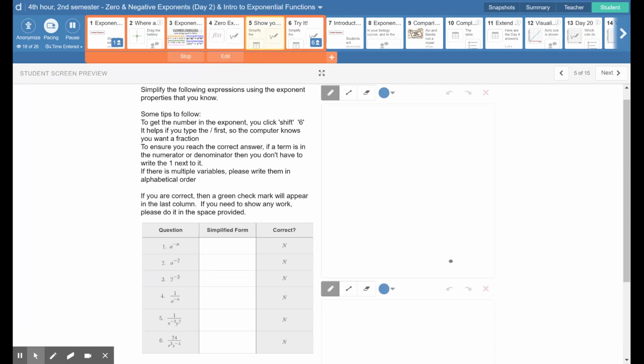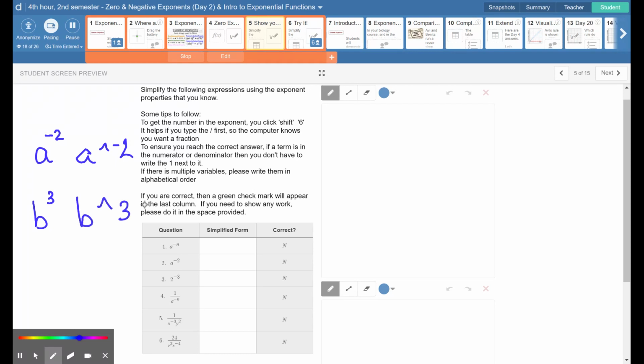Now, slide number 5 gives you a couple tips to do the caret key. Let's say our answer was a to the negative 2, or that can't be our answer because it's negative, but we would hit a caret key negative 2, or b to the third would be b caret 3. Now that caret key is from you hitting Shift 6. If you want a fraction first, you want to hit the slash, it's right next to the Shift key.